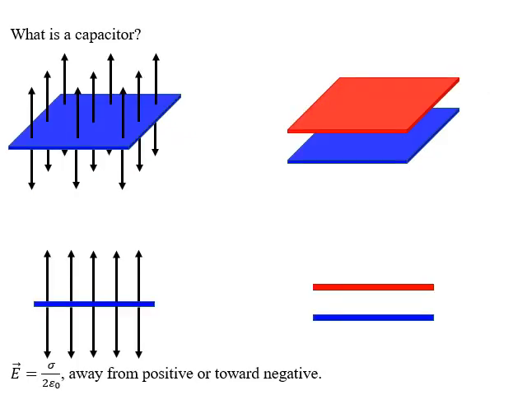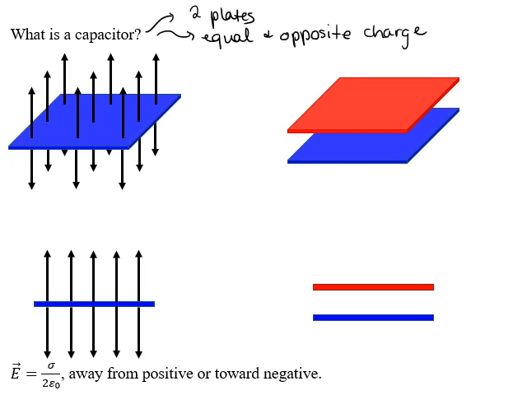The last thing we'll do in this chapter is introduce a device that we talk about quite a bit, and that's a capacitor. A capacitor is what we get when we take two planes of charge and put them together. So what is a capacitor? It's two plates. They have equal and opposite charge, so same magnitude of charge, one's positive, one's negative. They're separated by a distance d.